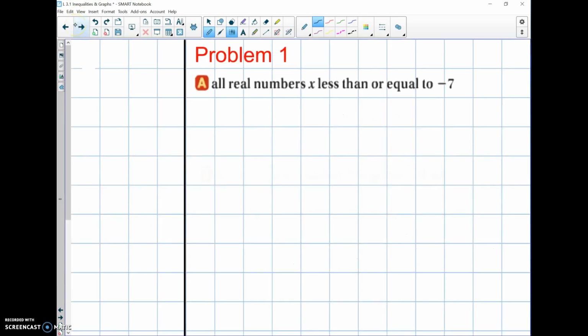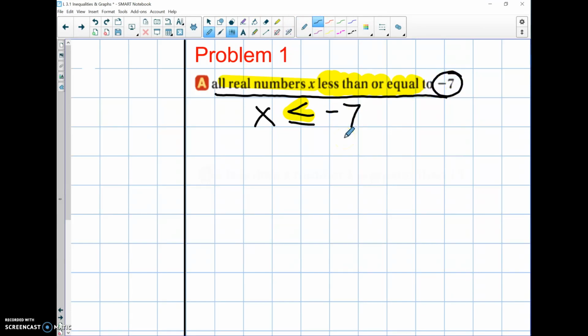All right, what you'll see in this lesson and in your assignment are several types of problems. The first one, we'll take word phrases, which you'll have to translate into inequalities. So this first problem says all real numbers x. That just means all real numbers x, or the letter x, less than or equal to. That means you're going to write the less than or equal to symbol, then -7. And it's that simple.